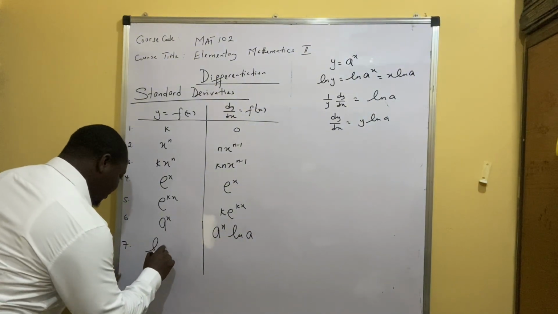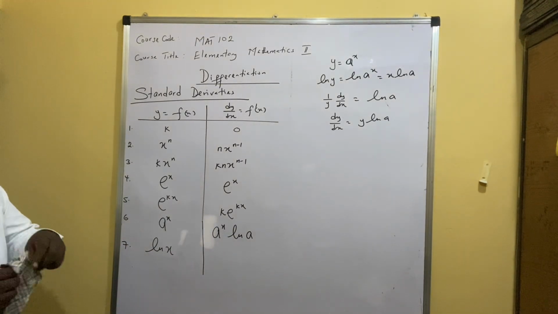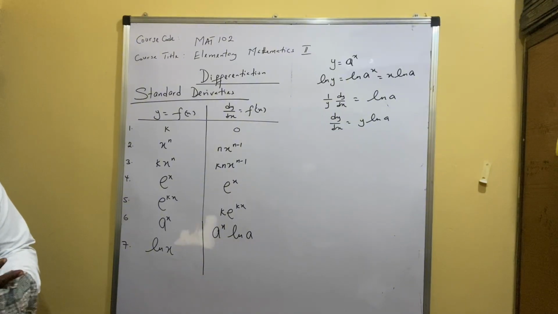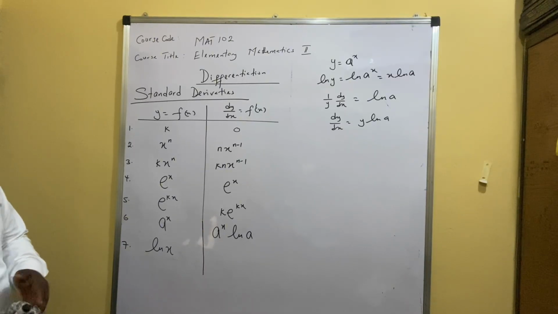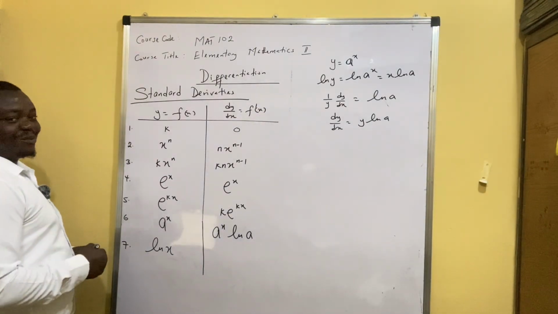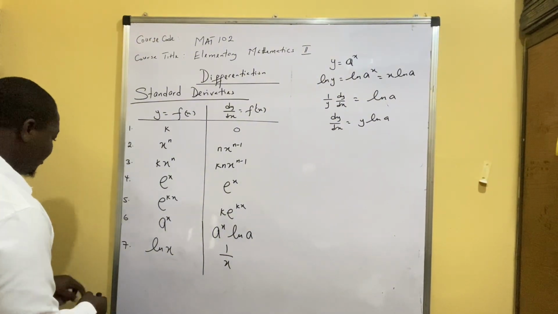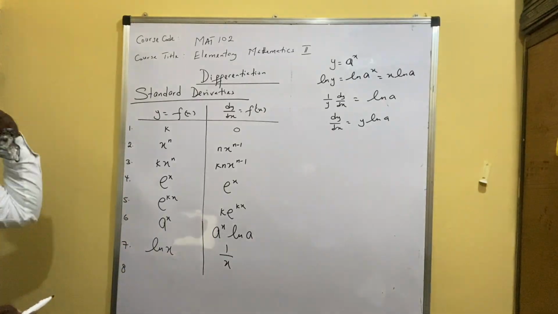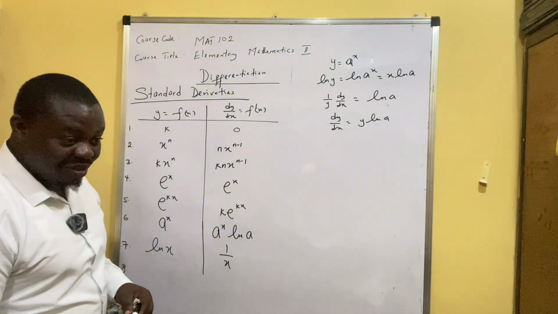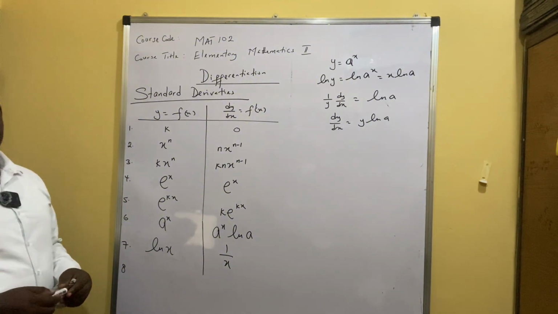What is the derivative of ln x? It is 1 over x. Number 8. We are looking at standard derivatives, so all of this we need to know. They have to be here. You don't need to cram, because by the time you are using them while solving exercises, they become part of you.